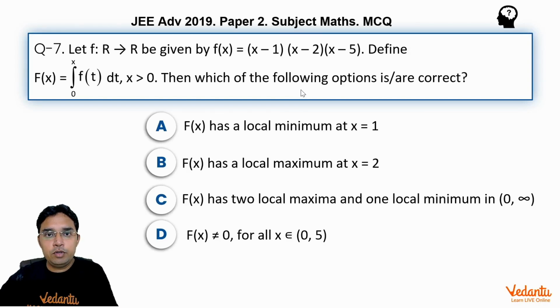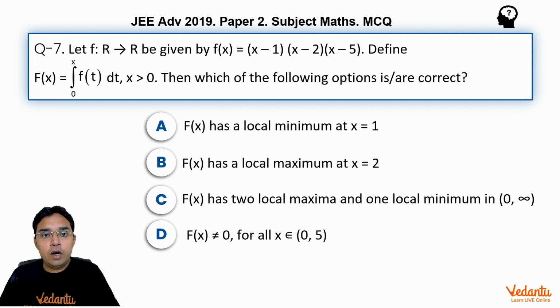I am presenting you the solutions of JEE Advanced 2019. This is question number 7 from paper 2. This question is from the topic Maxima Minima, and also it requires use of differentiation using Newton-Leibniz formula for integral function. Let us first see what this question is.